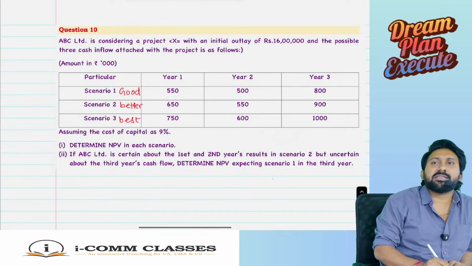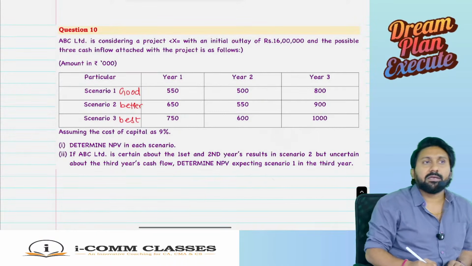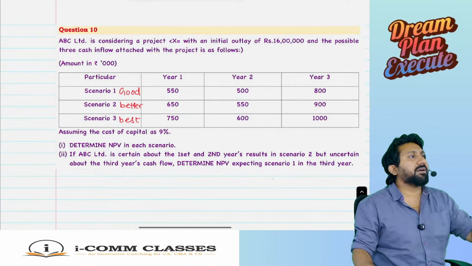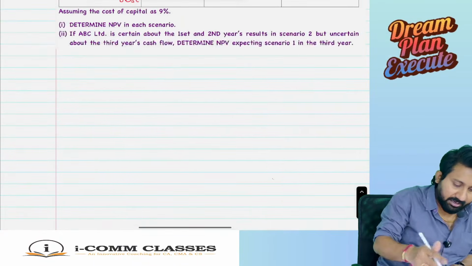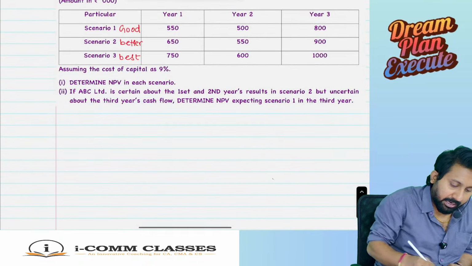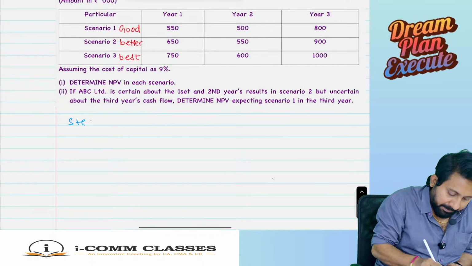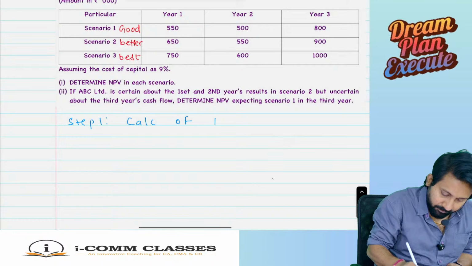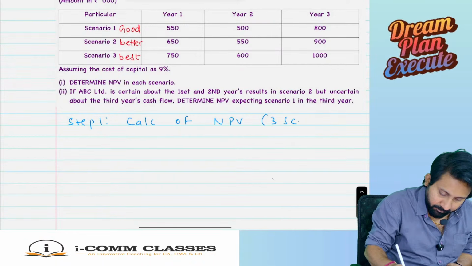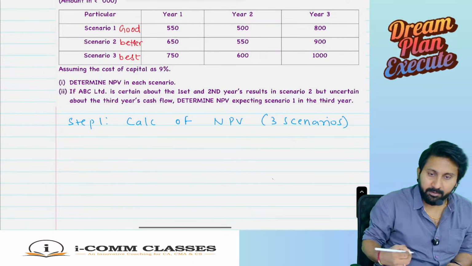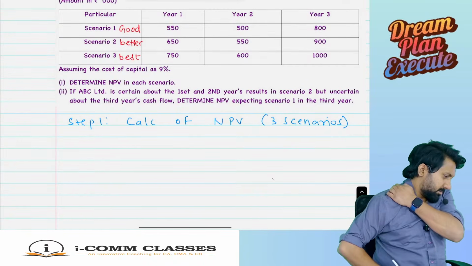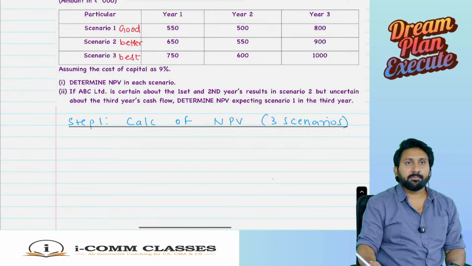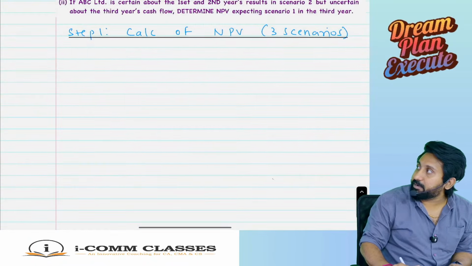There are three scenarios: good, better, best. Every scenario has how many years? 3 years. So we have to calculate NPV for how many times? 3 times. Let us first start doing that. Keep the heading. Step 1: Calculation of NPV under all the three scenarios.